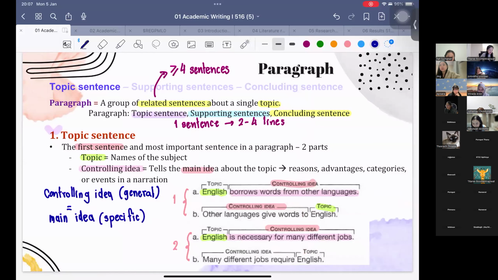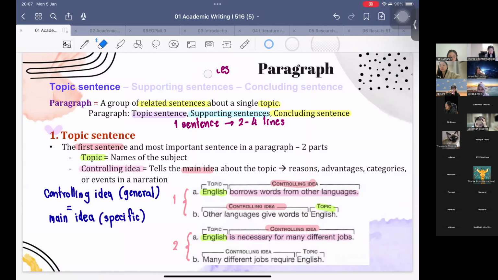So the idea of a paragraph is that each paragraph is going to be composed of 3 things: topic sentence, supporting sentence, and concluding sentence. So 3 things. These are the 3 components it would be great to have in a paragraph.